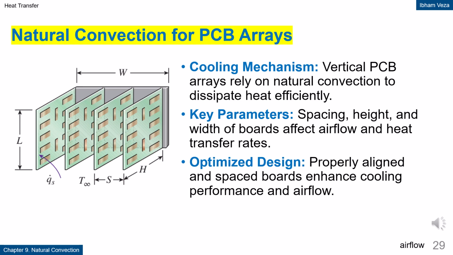Natural convection for PCB arrays. Vertically arranged PCB boards can be cooled by natural convection. The spacing between boards determines how easily air can flow between them. The height and width of the boards also affect the flow pattern and heat transfer. If the arrangement is too dense, heat can be trapped. Mechanical and thermal design must be considered together.